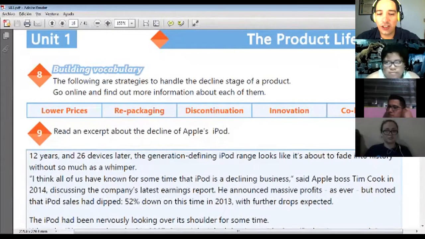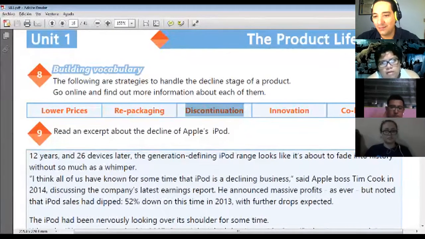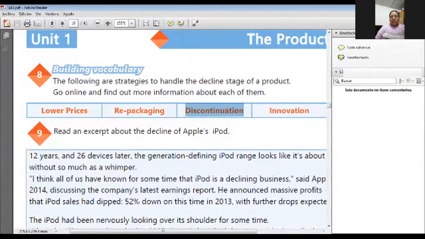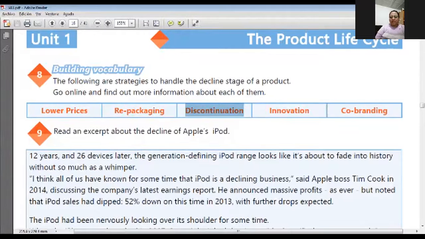Good. And what is discontinuation? When there is an update, for example, in the operating systems, and the last is discontinued. Discontinued. Okay. Can you repeat that? What is discontinuation? When there is an update, for example, in the operating system, the last is discontinued. You're giving us an example, the operating system of a computer. Yes. And there's a new one.